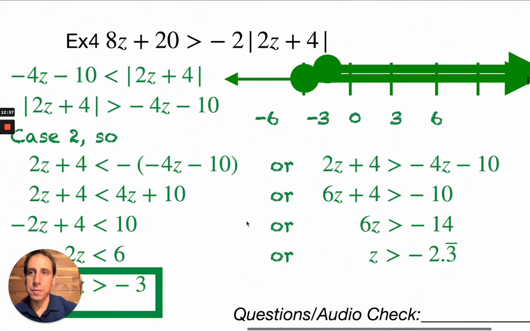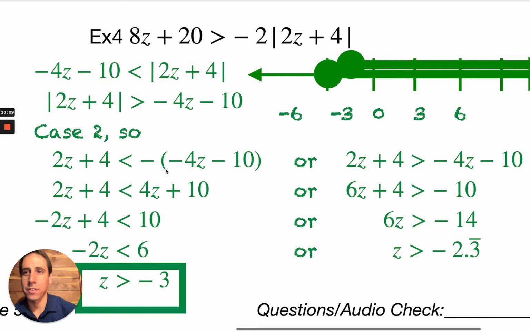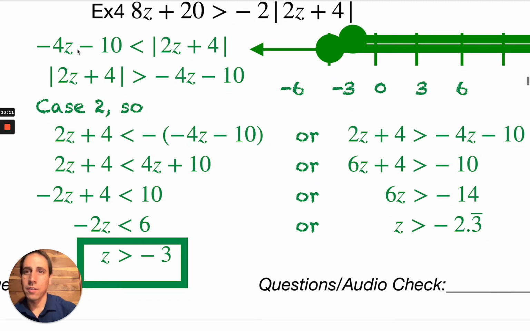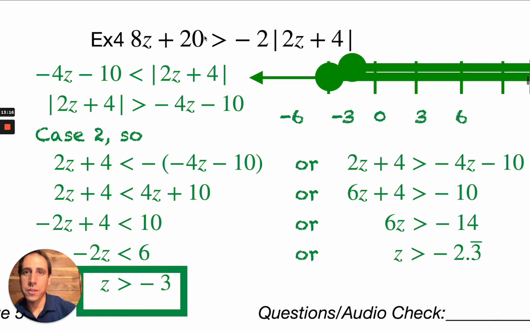Okay, so example number 4. This is 8z plus 20 minus 2 absolute value of 2z plus 4. That's a little interesting, because now we've got z on both sides, and the absolute value is on the right-hand side. All right, well, let's see what happens. One thing I did was actually divide all the terms on both sides by -2. The reason I did that was because the first step is to undo the stuff on the outside of the absolute value. That's the negative times -2 right here. So undo that with division.